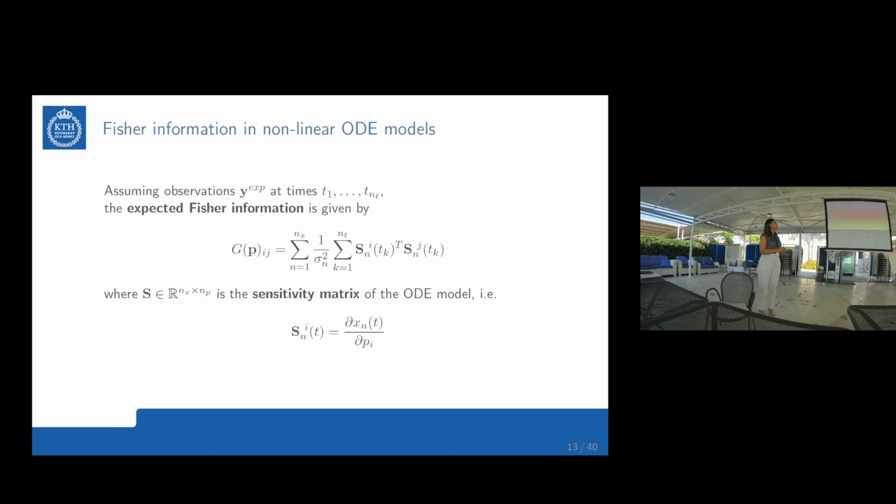And then this capital S, that is a matrix in nx times np dimension, is the sensitivity matrix of the ODE model. That is, its entries are the derivatives with respect to p of the states x. So if we can compute this S, we can define the metric tensor G, so we can implement our SM MALA method and perform uncertainty quantification. So now we wonder, how can we compute S numerically?